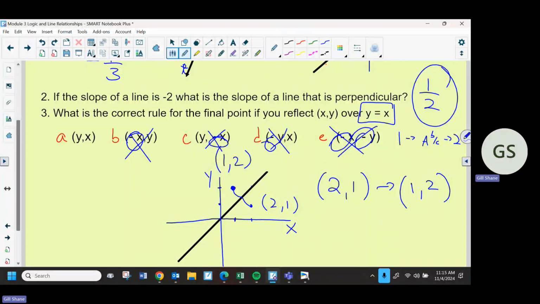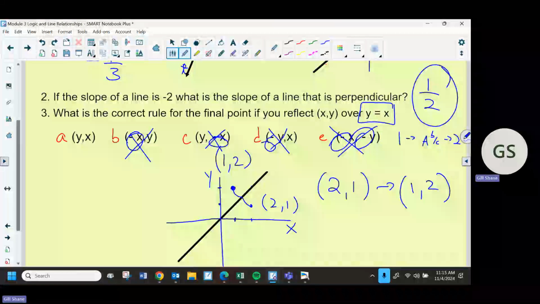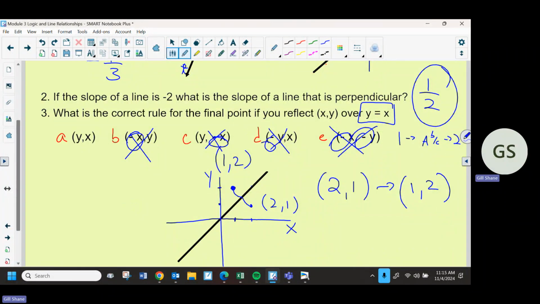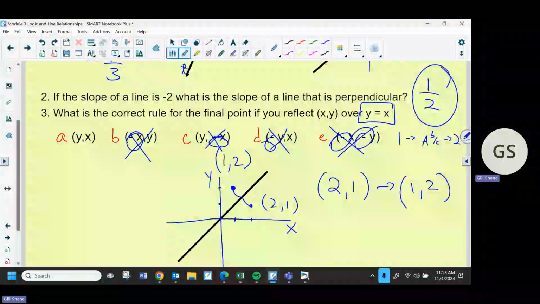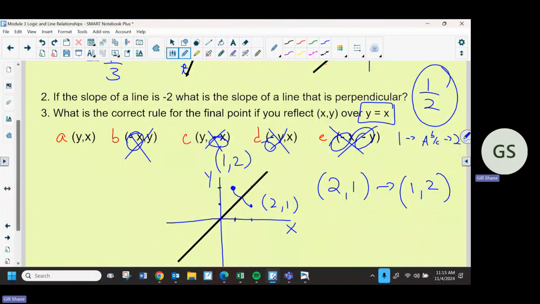But we also said the x and the y flip, right? 2 was first. Now it's second. 1 was second. Now it's first. So they flip. Well, sure enough, the x and the y flipped in this answer. So again, if you can figure it out from just having x's and y's and thinking about it, that's great. I'll tell you right now, not a lot of people can.